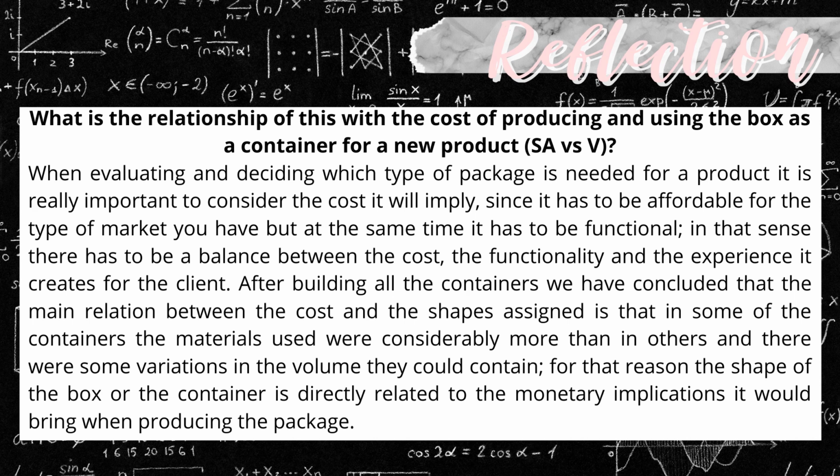In that sense, there has to be a balance between the cost, the functionality, and the experience it creates for the client. After building all the containers, we have concluded that the main relation between the cost and the shapes assigned is that in some of the containers the materials used were considerably more than in others, and there were some variations in the volume they could contain. For that reason, the shape of the container is directly related to the monetary implications it will bring when producing the package.